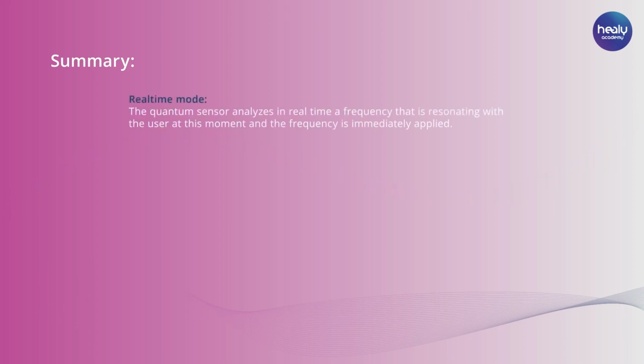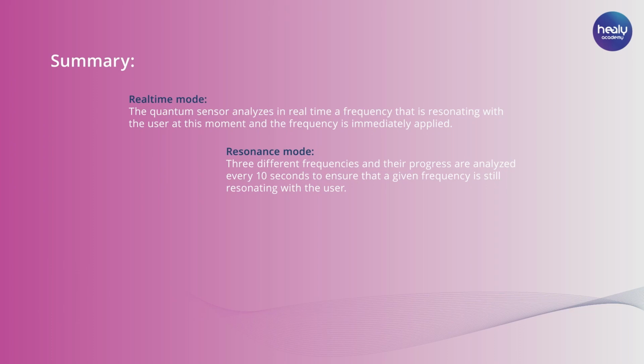Here is a brief summary of the 3 different Healy IMF program modes. Real-time mode: the quantum sensor analyzes in real time a frequency that is resonating with the user at this moment, and the frequency is immediately applied. Resonance mode: 3 different frequencies and their progress are analyzed every 10 seconds to ensure that a given frequency is still resonating with the user.